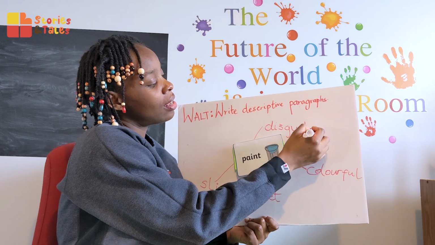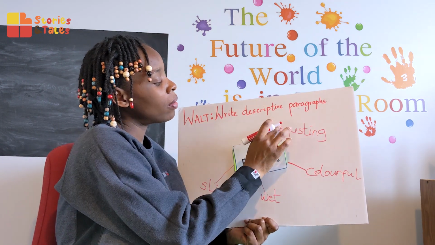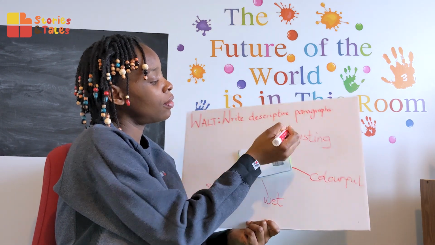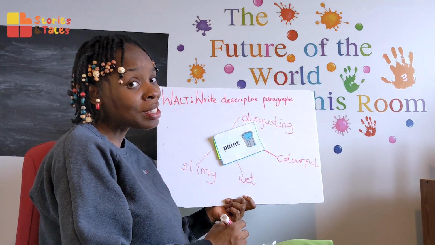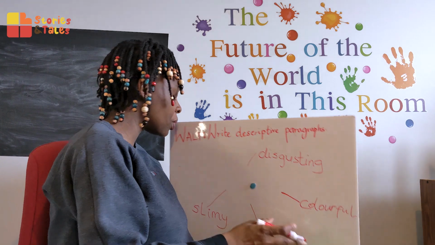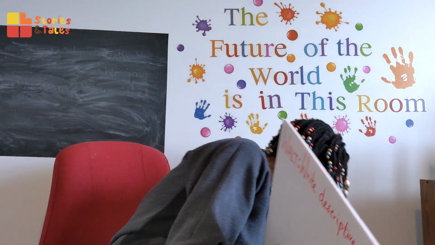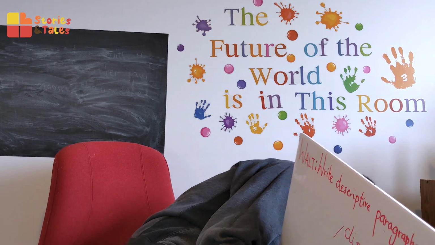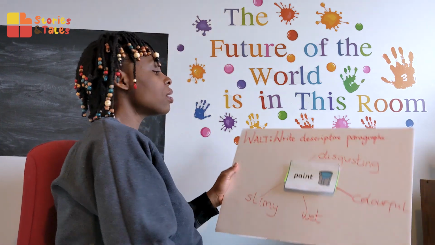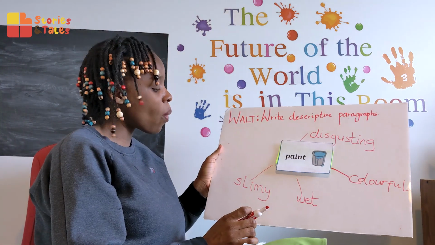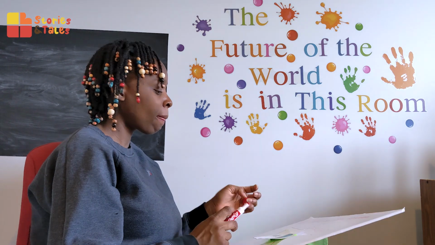disgusting. So I hope you're taking notes about the spellings from here, because one thing that makes a good writer is being able to spell their words correctly. Oops. Well, that's about that for paint. So we've got disgusting, we've got colorful, we've got wet, we've got slimy.